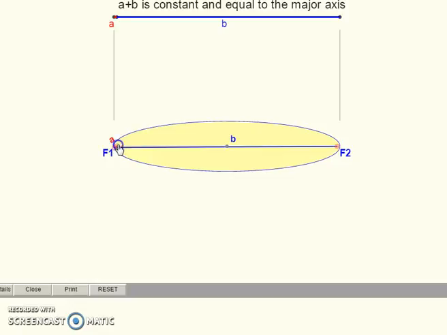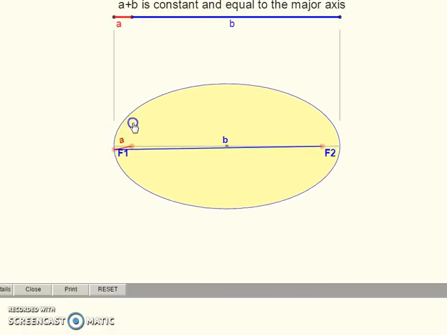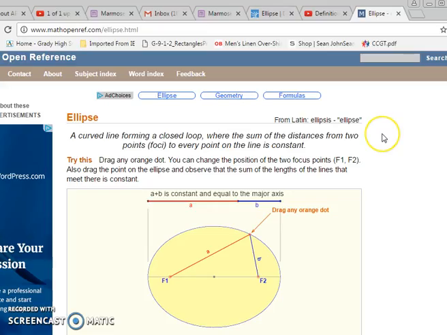If you want to play with it, the website I got this from is called, how can I explain? Here it is, I'll write it down. It's called mathopenref.com. If you type in ellipse.html, it goes there. You've got some other resources too on circles and all kinds of other stuff. But yeah, it's mathopenref.com.